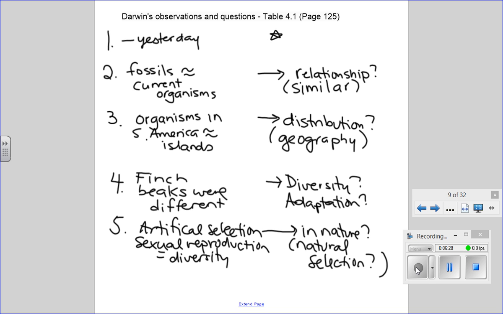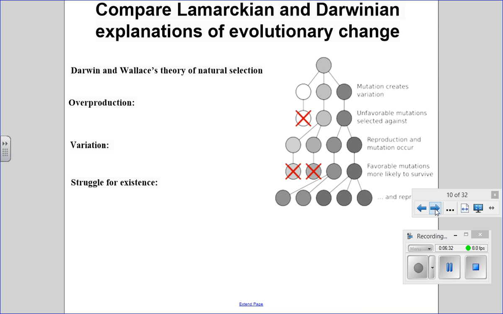So this is what you should have had from yesterday. This next part is new. So we are still comparing Lamarckian, so that's Jean Lamarck, the guy that said that the giraffe stretched its neck because it wanted to, and Darwinian explanations of change. Lamarck said organisms changed because they wanted to. This is going to explain what Darwin said about why organisms were changing.